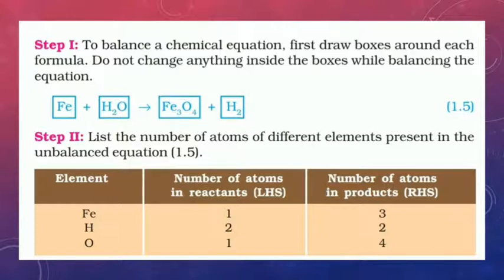In step 1 we just have to properly know which are the main compounds that are present in the equation. In step 2, list the number of atoms of different elements present in the unbalanced equation. In this step, we can get a clear idea which of the atoms are not balanced and which are balanced. Here we can see that Fe, that is iron, and oxygen are not balanced, and hydrogen, that has 2 atoms on both the sides, is a balanced one.